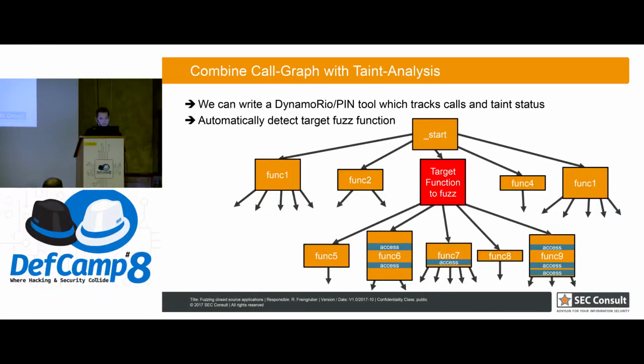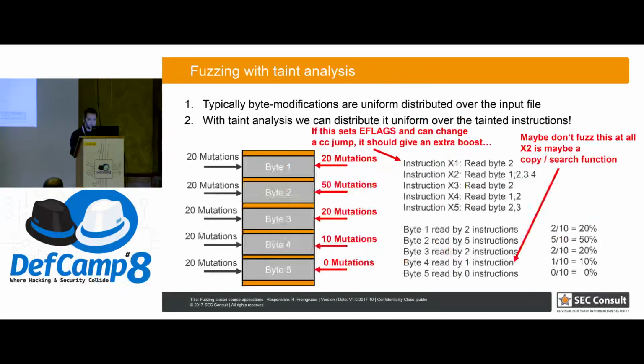For example, if you have an input file which is 5 bytes big, and you know your fuzzer can make 100 iterations, 100 mutations, the old fuzzers would just make 20 mutations per input byte. But with my taint engine, I can extract which instructions work with which byte. So that then I know, for example, that byte 1 is read by 2 instructions. Byte 5 on the other side is not read by any instruction. That means we don't have to fuzz byte 5 at all, because it's not read, so it cannot trigger a vulnerability. On the other side, byte 2 is read very often, by 5 instructions. That means we want to fuzz byte 2 more often.